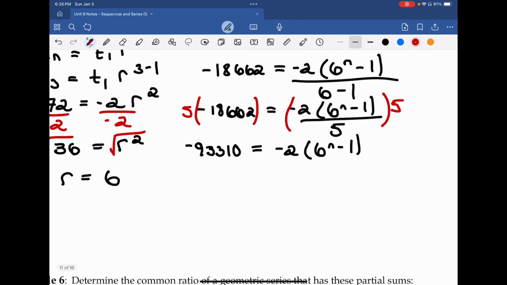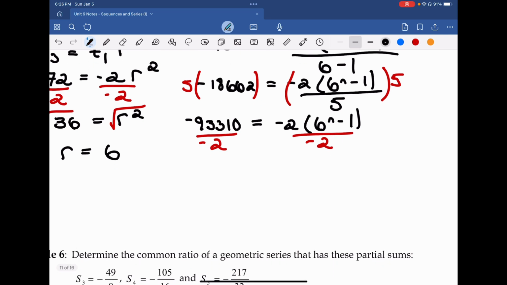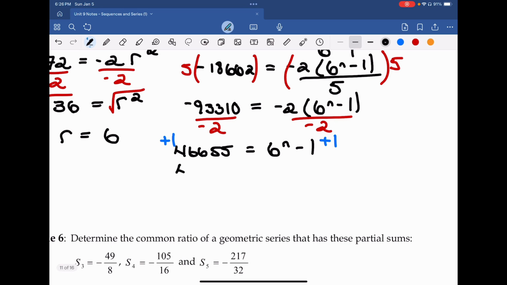From here, I'm going to divide both sides by -2 because I don't like that coefficient. When I take that 93,310 divided by 2, I get 46,655, which is equal to 6 to the power of n minus 1. I'm going to add 1 to both sides, and maybe I'll use a slightly different color just because we've overused that red. This is going to give me 46,656, which is equal to 6^n.